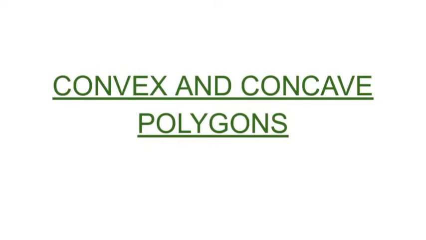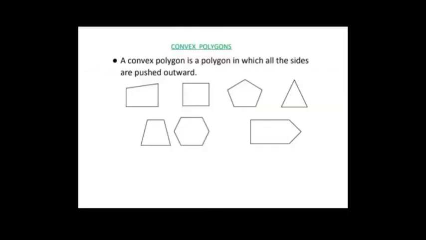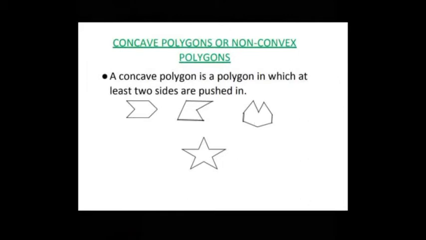Convex and concave polygons. Convex polygons. A convex polygon is a polygon in which all the sides are pushed outward. That is, polygons that are convex have no portion of their diagonals in their exteriors. Given figures are some examples of convex polygons. Concave polygons or non-convex polygons. A concave polygon is a polygon in which at least two sides are pushed in. Given figures are some examples of concave polygons.